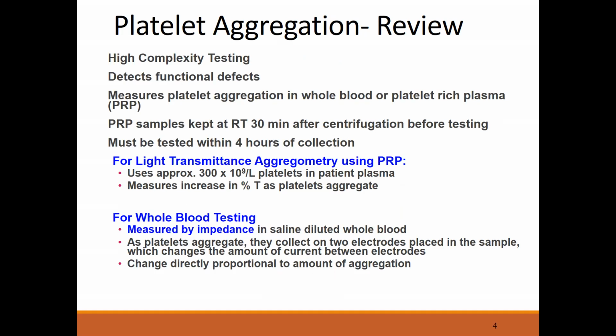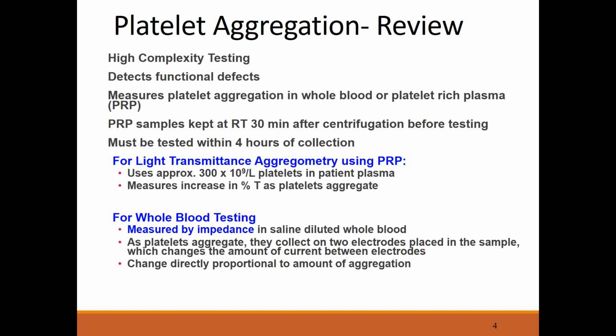So we have to perform aggregation studies, because that helps us diagnose and then determine the kind of dysfunction that is happening with the platelets. So you all remember that you can do two types of platelet aggregometry. You know that overall it is a very difficult test to perform. It's considered to be a high complexity test. It helps detect functional defects of platelets. It measures platelet aggregation in whole blood or in platelet-rich plasma, depending on the methodology that you're using.